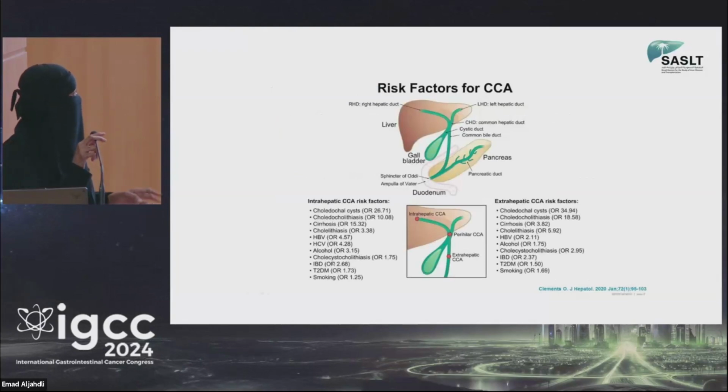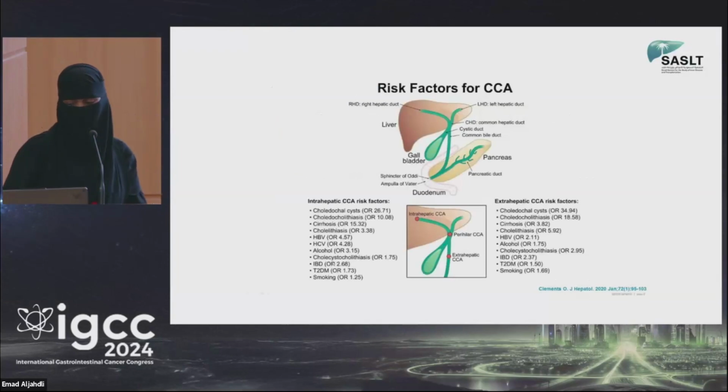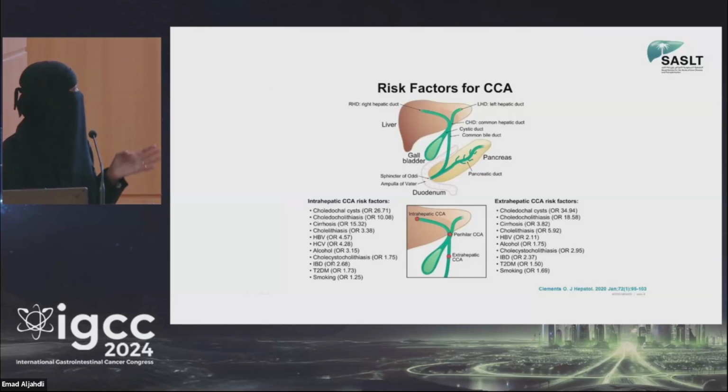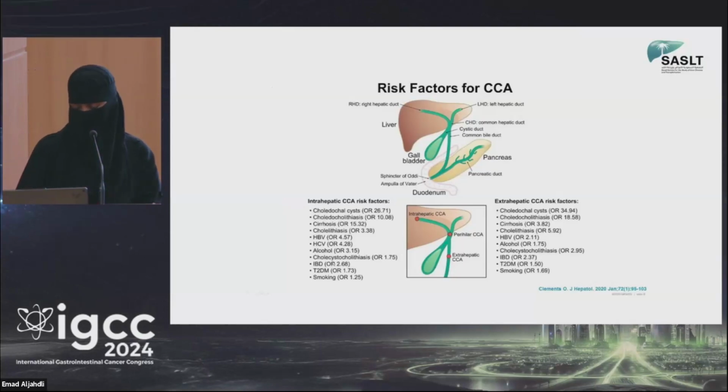So, as I mentioned, choledochal cyst is the most common factor associated with cholangiocarcinoma. And cholelithiasis, liver cirrhosis, hepatitis B and C viruses, and smoking are risk factors for both extrahepatic and intrahepatic cholangiocarcinomas.